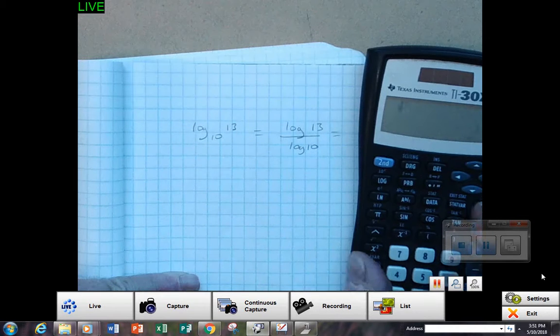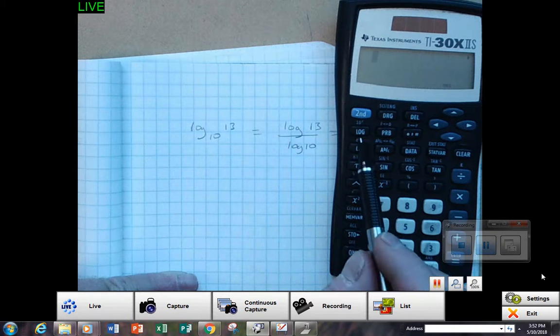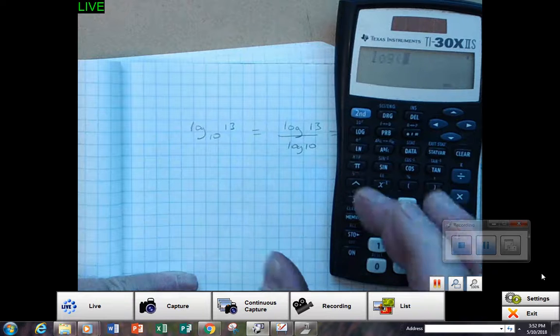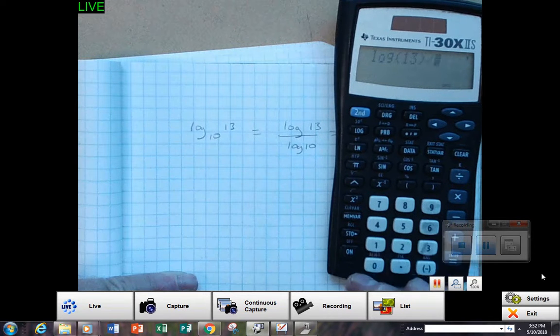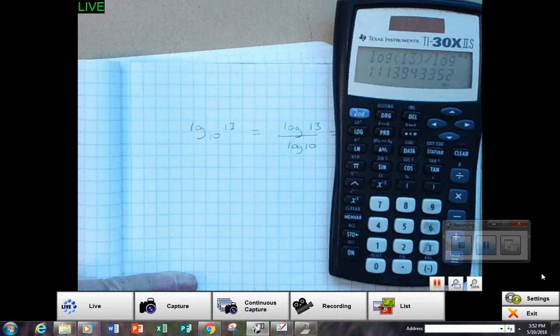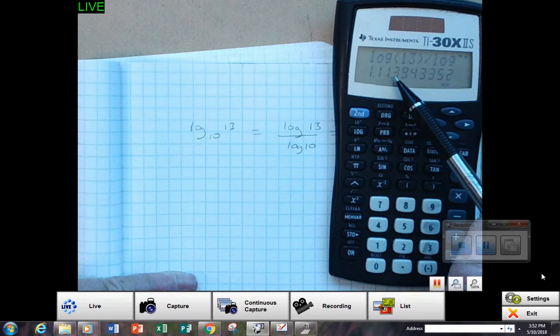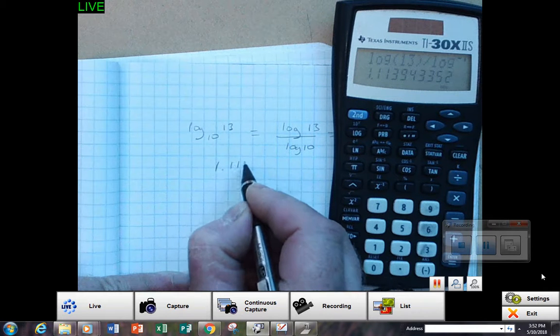I'll have you use my calculator. So this is your log button right here. So I hit log 13 and then I close that parenthesis, divided by log 10, close that parenthesis, and that gives me 1.113, and it says round it to 4 decimal places. So 1, 2, 3, 4. The number next to it is 4, so that rounding number stays the same. So that becomes 1.1139.